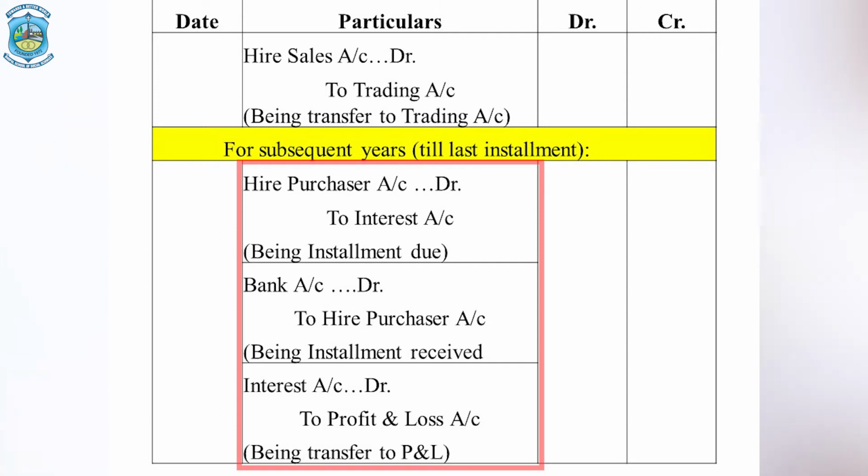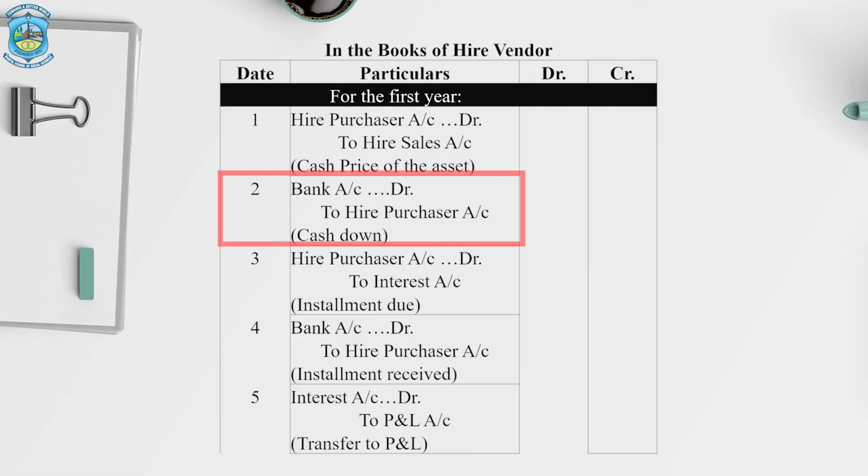If any down payment has been received from the purchaser, then simply the entry would be passed soon after he has recorded the sale entry, that is hire purchaser account debited to hire sales. If any down payment has been received, the simple entry would be bank account debited to hire purchaser. Debit what comes in, credit the giver. So, I hope the 5 sequential entries are absolutely clear to all of you.